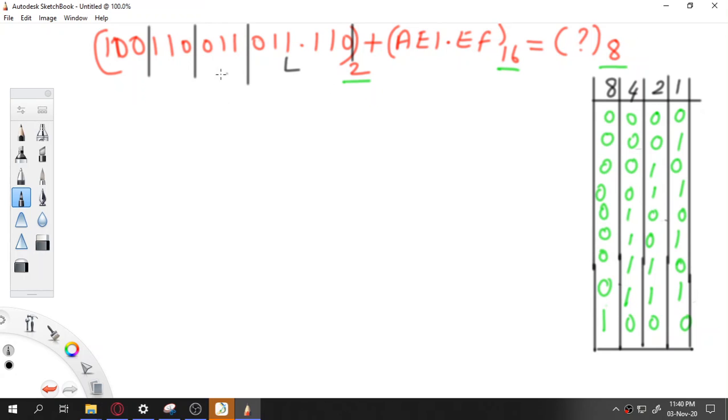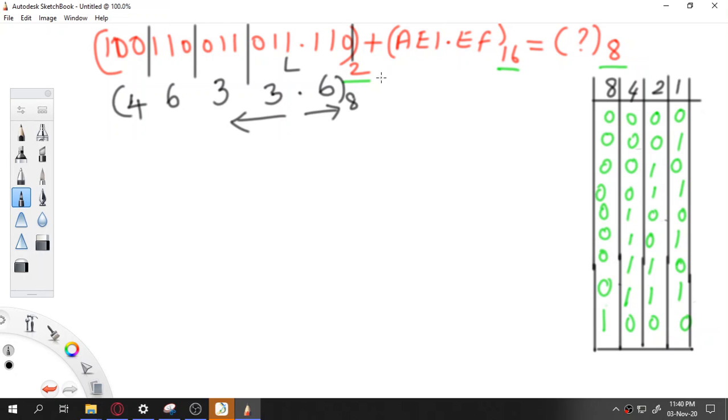Now let us group the values. 100 is 4 in octal, this is 6 in octal, 011 is 3 in octal, and again 011 is 3 in octal. To find the other side, you have to go from this direction. Actually 110 is 6. So, this is the value we have found, and it is to the base 8. So, we have converted one number to base 8.